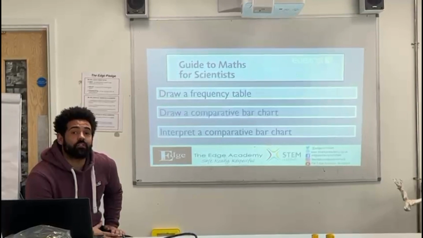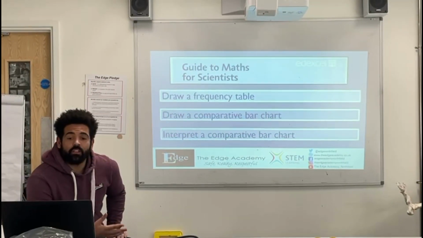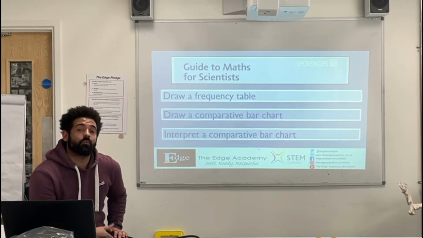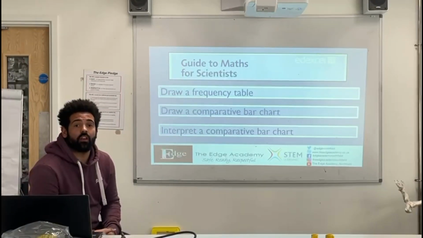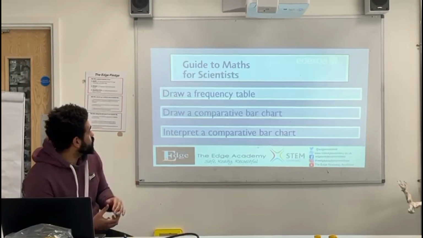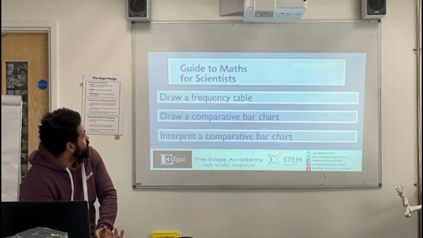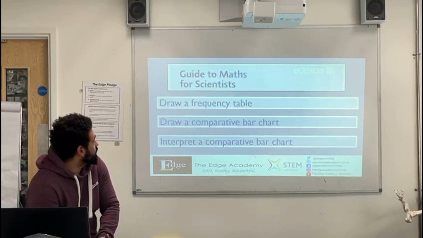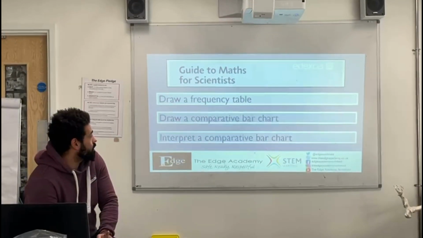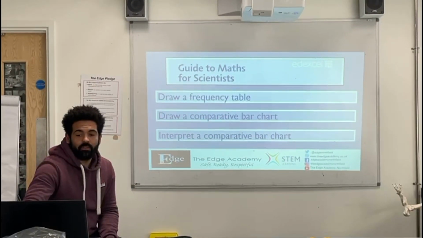This is the Key Stage 3 Science video, and it's a guide for maths for scientists, and we're going to try and do 4 questions, and hopefully we will achieve these 3 learning objectives. So the first one, we're going to draw a frequency table. Second one, draw a comparative bar chart. And the third and probably most difficult is to interpret a comparative bar chart. So let's have a go.